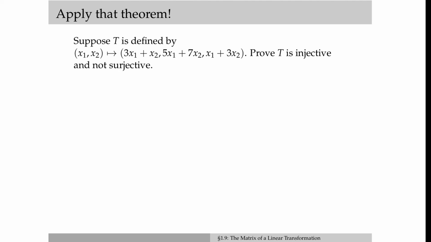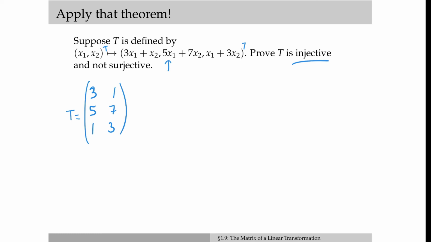All right, so I have a transformation here given by this. And I really should have some transposes here. I want to prove T is injective but not surjective. Okay, for injectivity, it suffices for me to first view this transformation as a matrix. Well, let's quickly do that. We'll have 3, 5, 1, 1, 7, 3 is our matrix corresponding to T. So I'll just write it as T equals that.